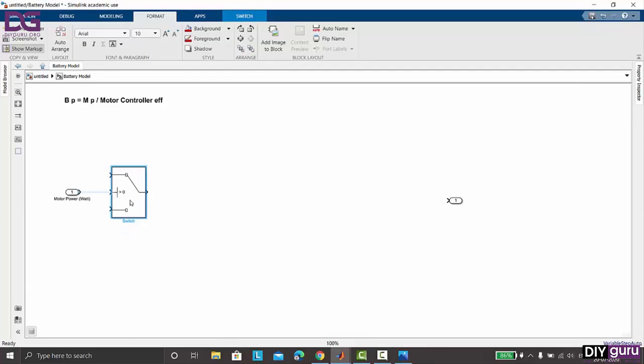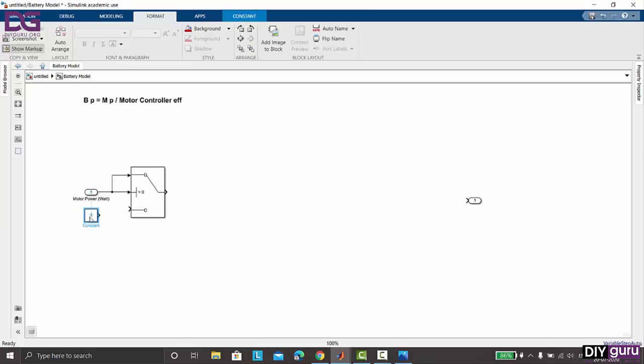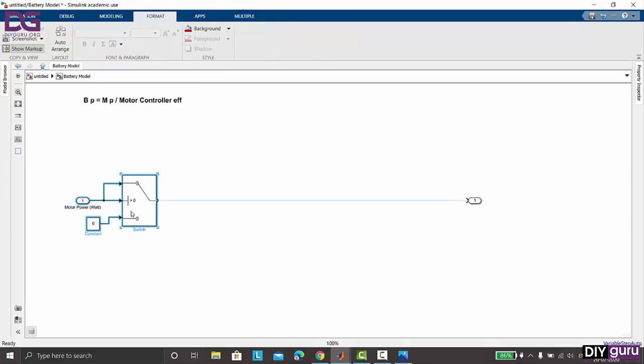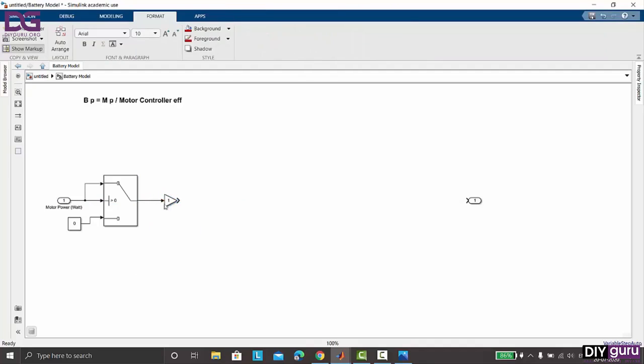Insert one switch block. For the switch block, we will give the motor power input into this second input port. If the motor power is greater than 0, we will continue with the same motor power. If it is less than 0, we will give the output as 0. Add one more constant block and give the value 0 and connect. So once we get the motor power, add one more gain block to divide it by motor controller efficiency.